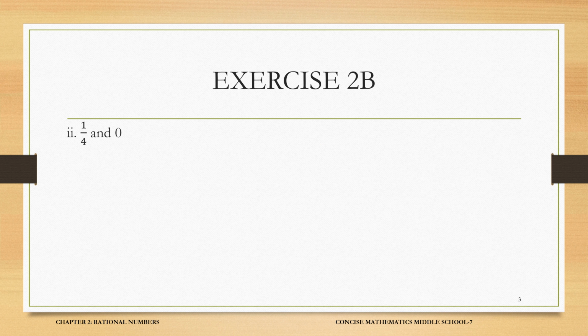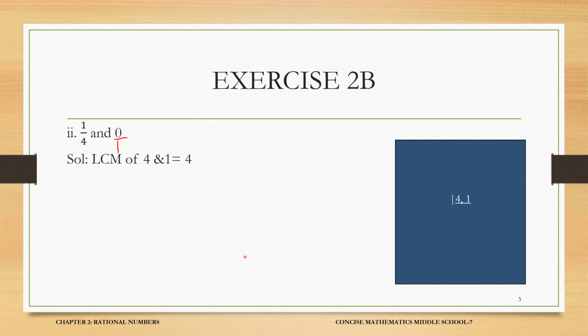Here is the second question, 1 by 4 and 0. Even here you need to take the LCM of the denominators, that is 4 and 1. How to take the LCM is, just write 4 and 1. Always start dividing it with the least number, that is 2. 2 2s are 4 and again 2 1s are 2. Multiply the prime factors, that is 2 and 2, it becomes 4.